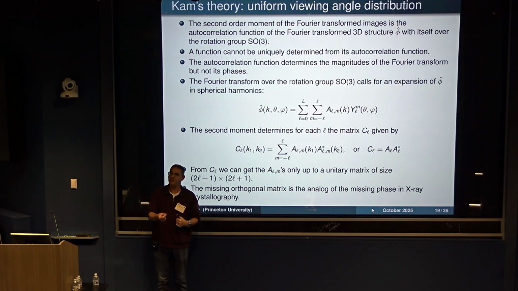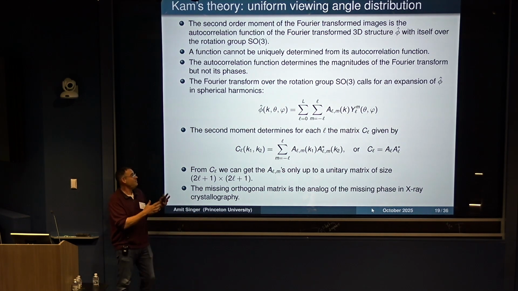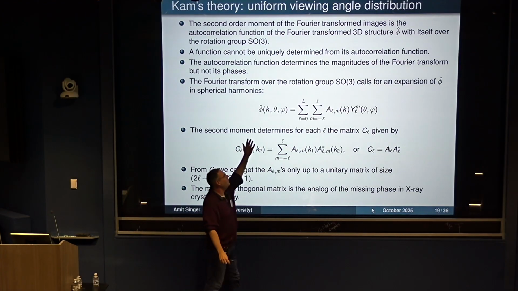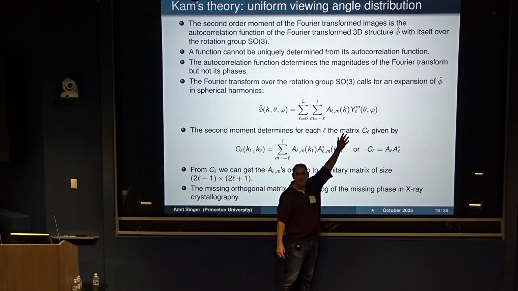Because if you take the Fourier transform of the autocorrelation, you'll just get what's called the power spectrum, the magnitude squared of the Fourier transform. This leads to the very famous phase retrieval problem: you get the magnitude of the Fourier transform, but not the phases. The same thing happens here. The right language to represent the molecule now is using spherical harmonics and some radial basis functions.